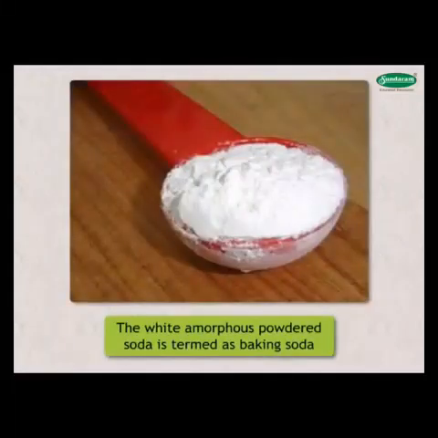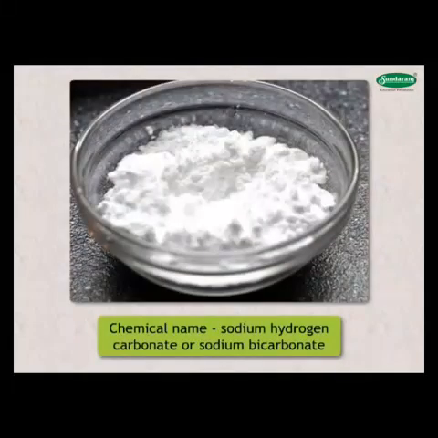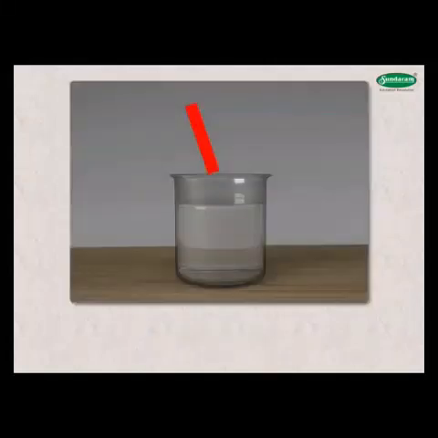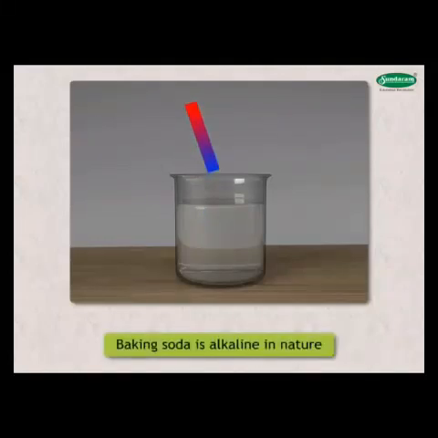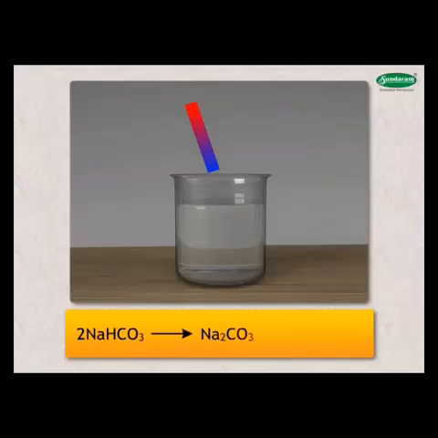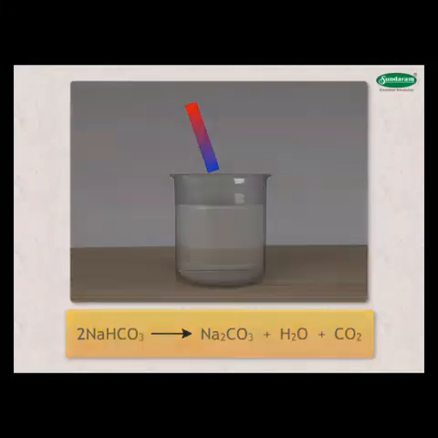The white amorphous powdered soda is termed baking soda. Its chemical name is sodium hydrogen carbonate or sodium bicarbonate, and its formula is NaHCO3. When tested with litmus, NaHCO3 turns red litmus blue, which indicates that it is alkaline in nature. When heated strongly, it decomposes as follows.